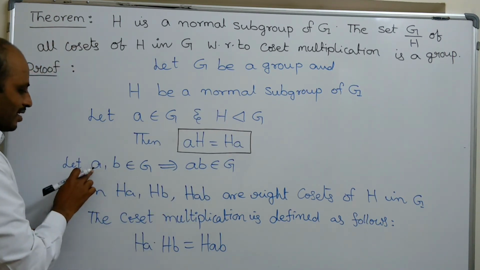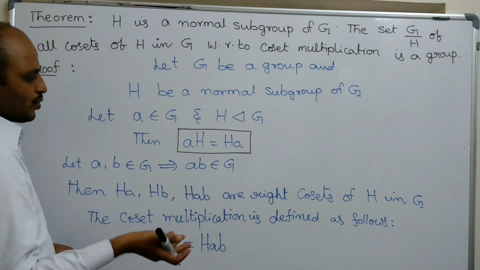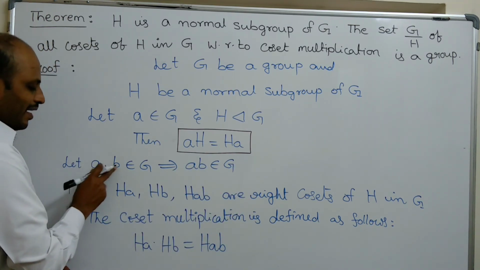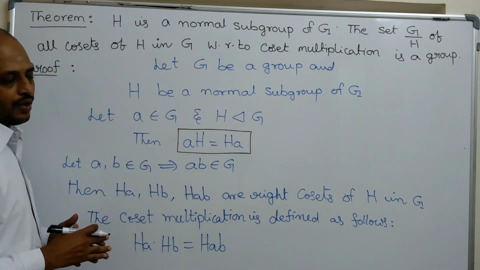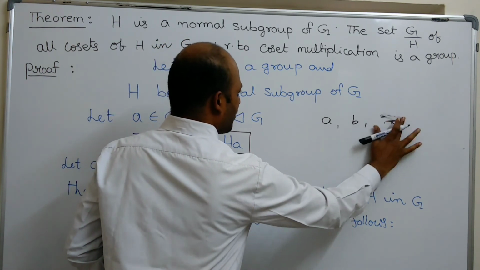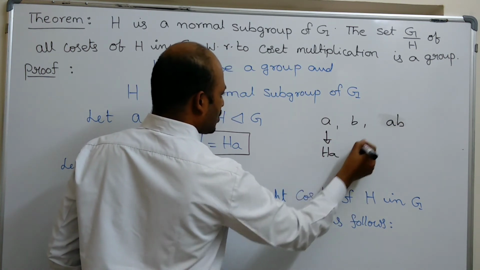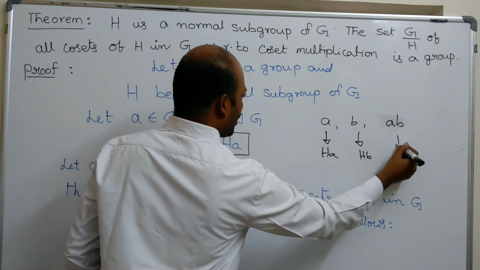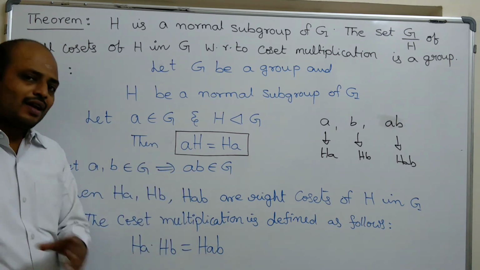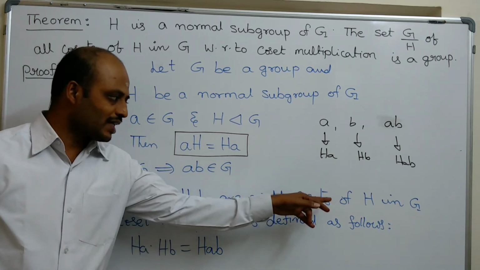Now take any two elements A, B belongs to G. It is obvious that AB belongs to G, so by using the closure axiom, AB is also an element of G. Now observe that we have three elements A, B and AB in the group G. Corresponding to these three elements, there exist three cosets: according to A, HA; according to B, HB; according to AB, HAB, which are right cosets of H in G.